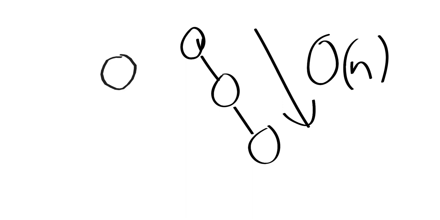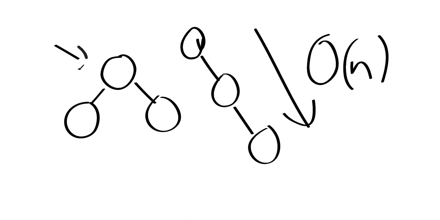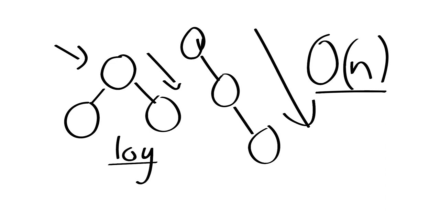Rather, if it was something like this, which was nice and balanced, then that's a lot quicker, right? So we go here, it's not O of n, but rather it's O of log n, right? So we make a huge improvement from O of n to O of log n. So this is logarithmic time because we're just searching log n levels deep.